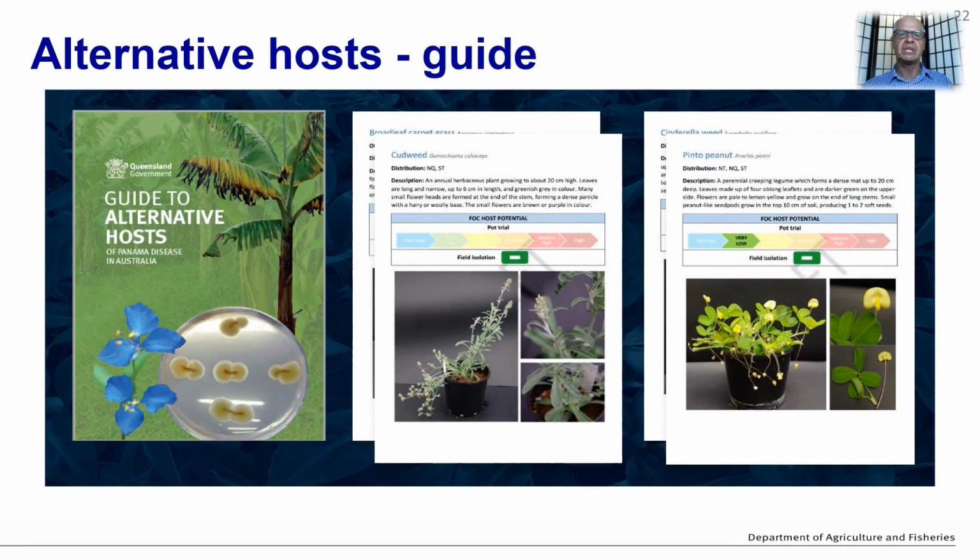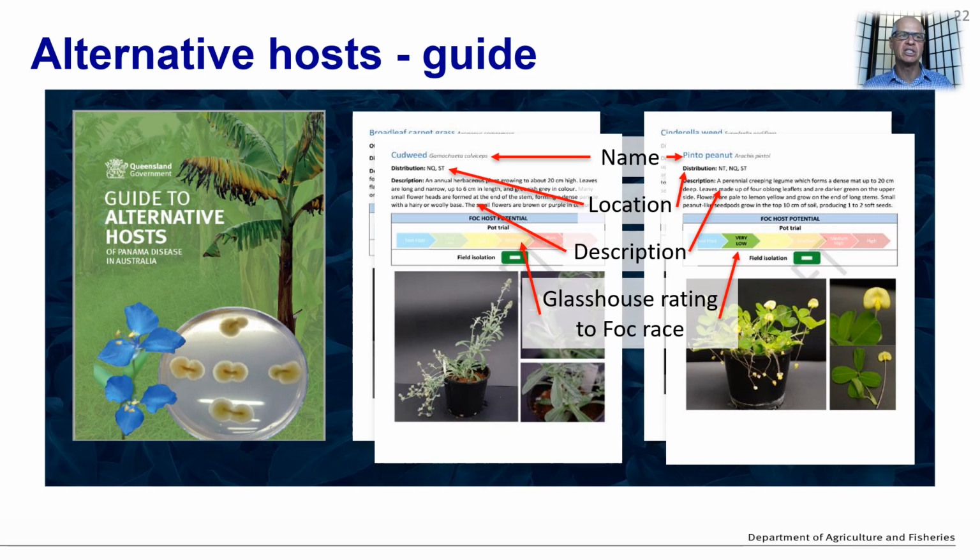From the work that has been done on alternative hosts, a grower's guide has been produced. The guide gives some basic information like name, location, description, and a rating based on glasshouse results and whether it has been isolated from the field or not. The aim is to give growers some idea of the potential host status of the different weeds and whether they are likely to carry the disease over to the next banana crop.